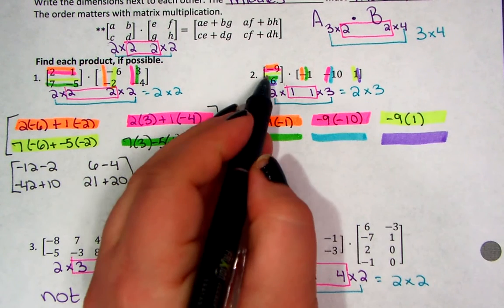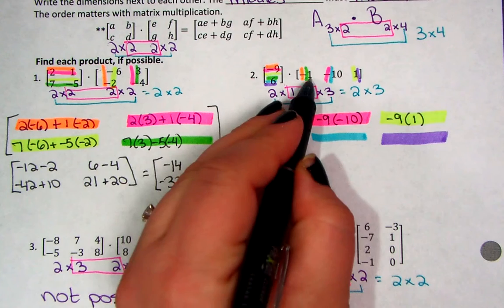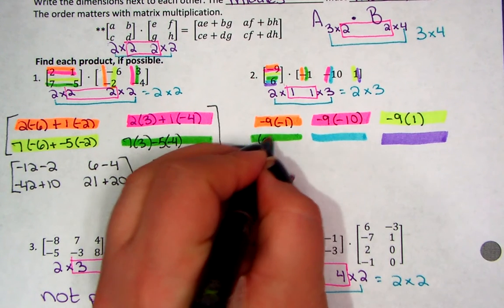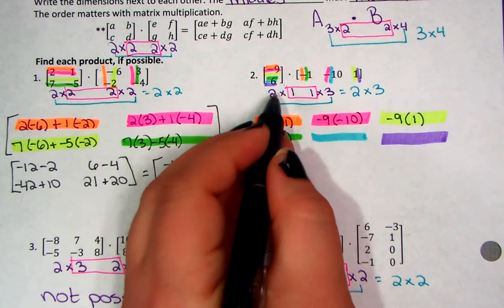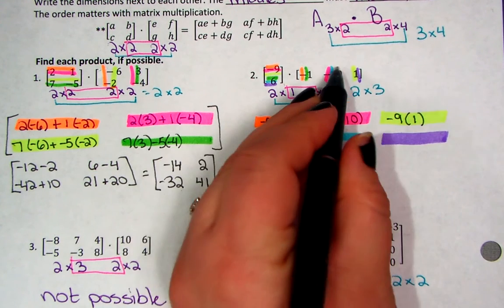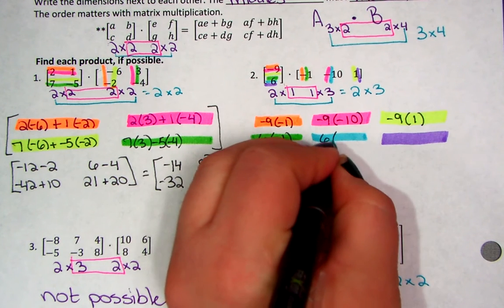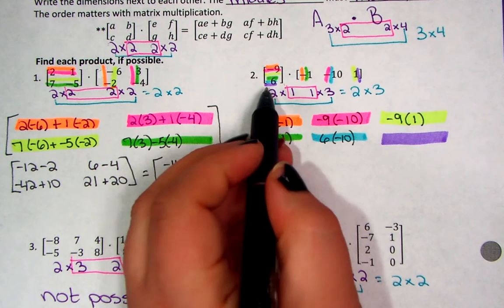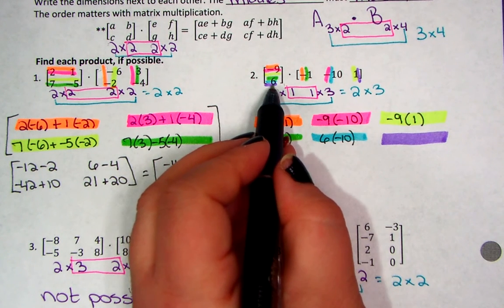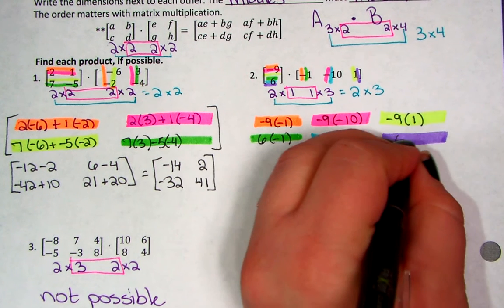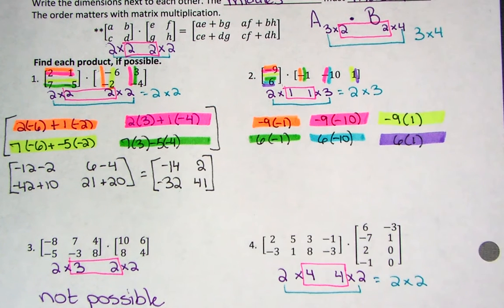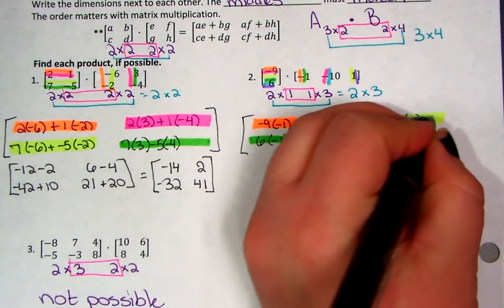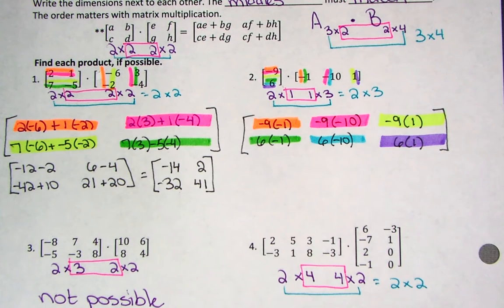And move to the next row and look at the green. 6 times negative 1. Blue, 6 times negative 10. And then purple, 6 times 1. It's time for us to do our multiplying. There's no adding here because there was only one row times one number in each of the columns.